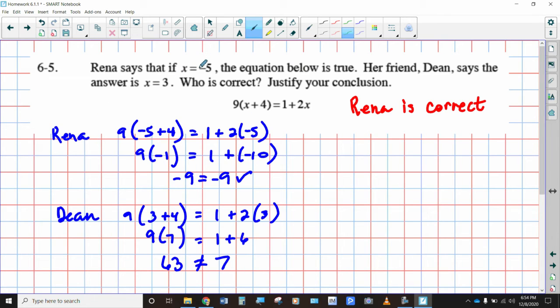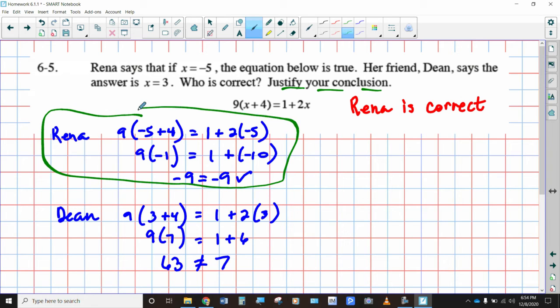Rena says that if x is equal to negative 5, the equation below is true. But her friend Dean says, no, it's got to be x is equal to 3. So who's correct? Okay, so to justify your conclusion is where you actually do the checks, right? So if you plug in negative 5 here and negative 5 here, what do you get? Negative 5 plus 4 is negative 1, and 9 times negative 1 is negative 9. Here you end up with 1 plus negative 10, because 2 times negative 5 is negative 10, and 1 plus negative 10 is negative 9. So that proves that the solution is x is equal to negative 5.